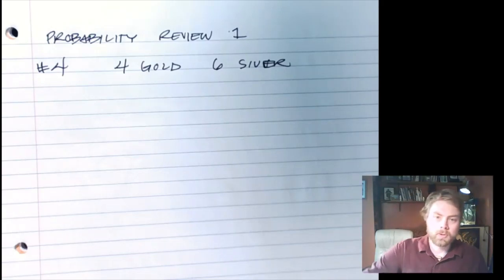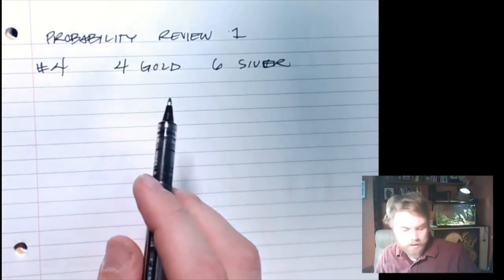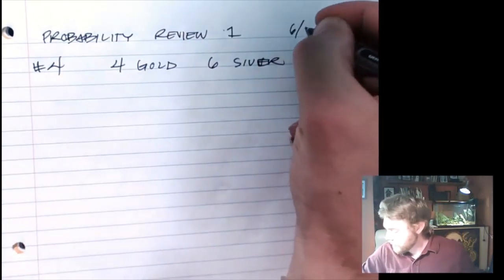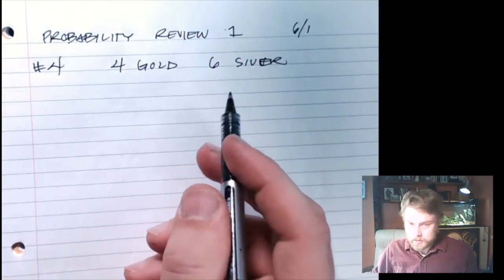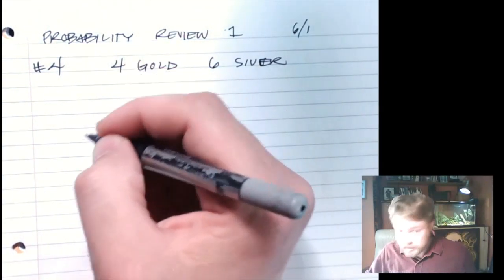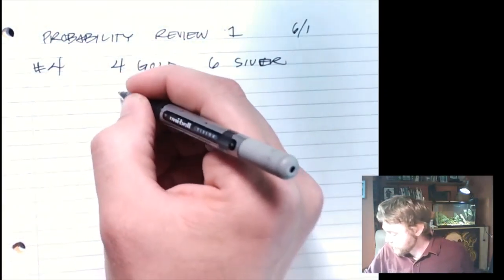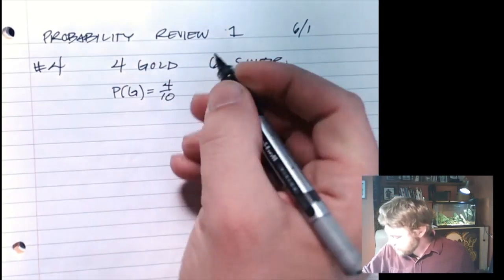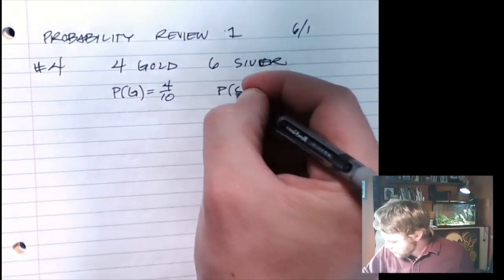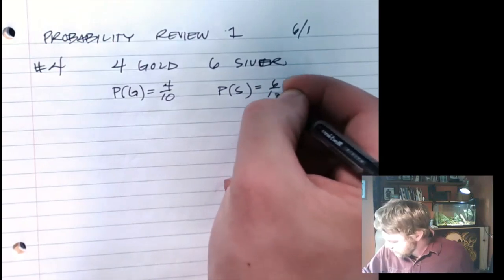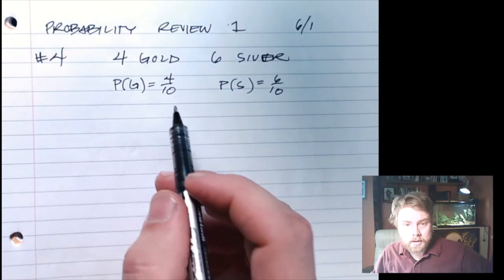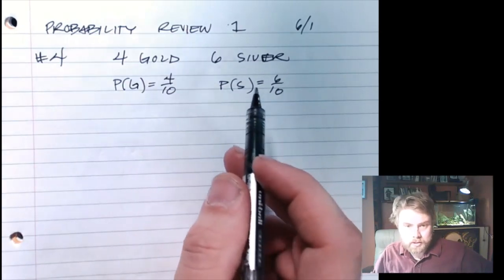Alright, question 4. First part is okay. The last part is quite challenging. And 4 gold, 6 silver, you're picking out of a bag and you're putting them back in with replacement. So we'll say probability gold is 4/10, and probability silver is 6/10. And I'm going to leave them unreduced.